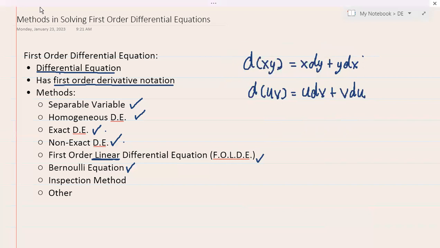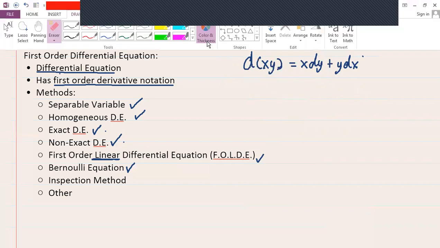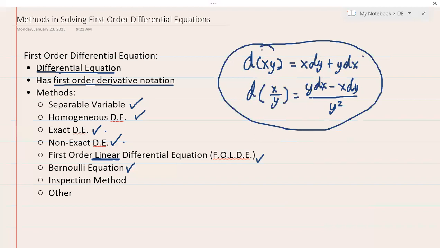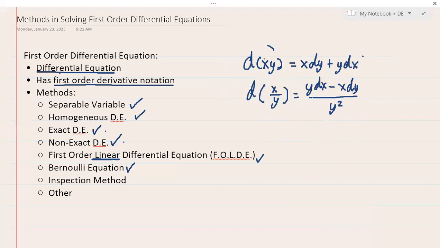All right? So ano pa? Quotient rule. Ito pa, quotient rule. Let's just say the derivative of x all over y. So we have y times dx minus x times dy all over y squared. 'Di ba? So, there are other differentiation rules nito na i-apply mo yan sa pagkuha ng solution ng isang first order differential equation.